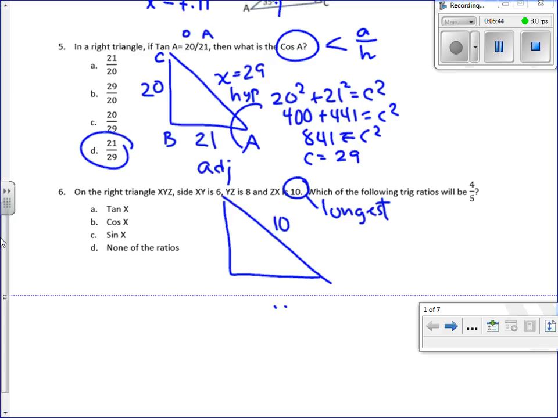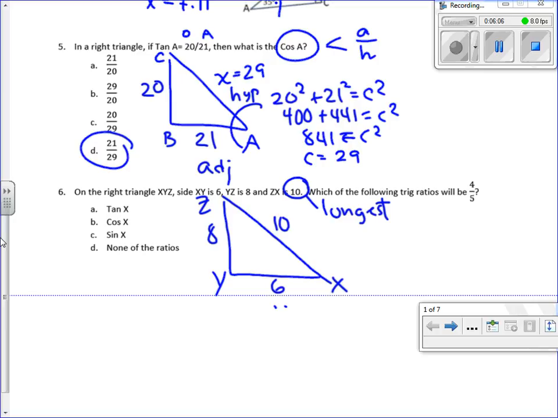I know that the hypotenuse is ZX. So I'm going to put my X here and my Z here. So then that means this has to be Y. So ZX is 10. So YZ is 8. And XY must be 6. Okay? So now it says, which of the following trig ratios will be 4 over 5?